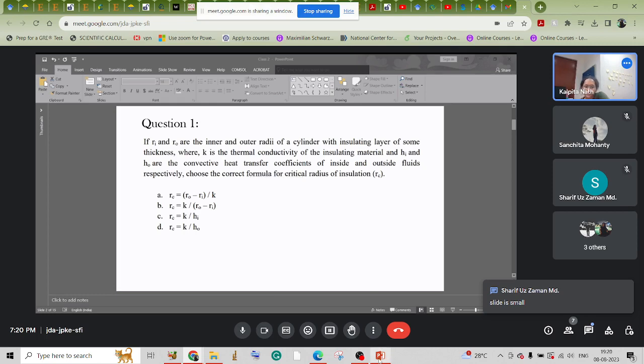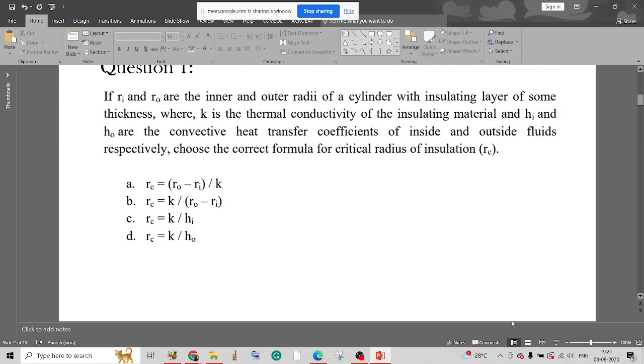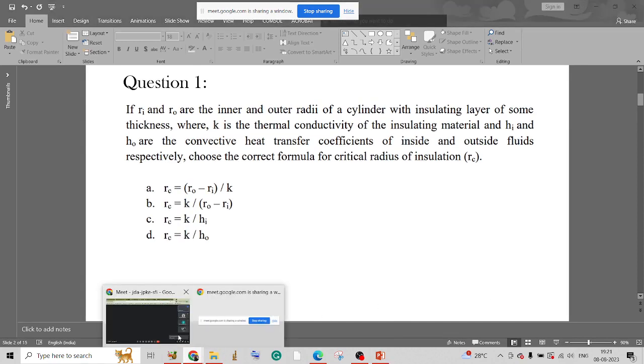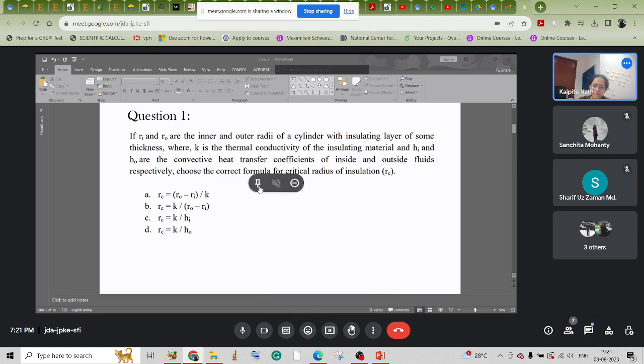Slide is small. Just wait. Is it okay now? Ma'am, option D. No, it's not option B. Just now I have shown you. What did I say? What are the things that are necessary? First of all, one is thermal conductivity, another is heat transfer coefficient, right? Yeah. Anyone else? Anyone else who wants to answer?